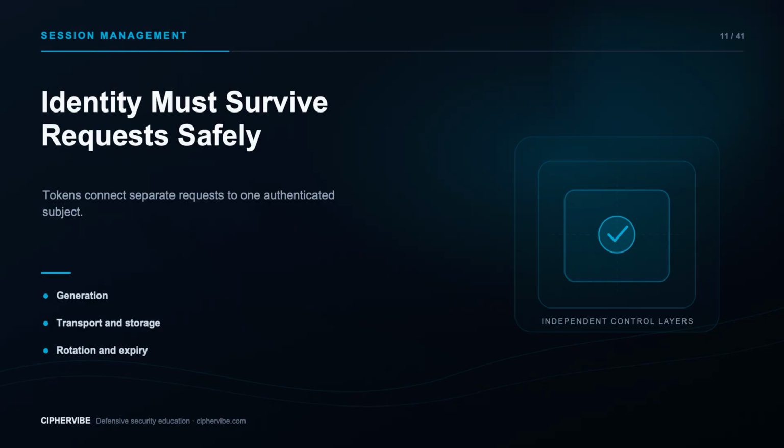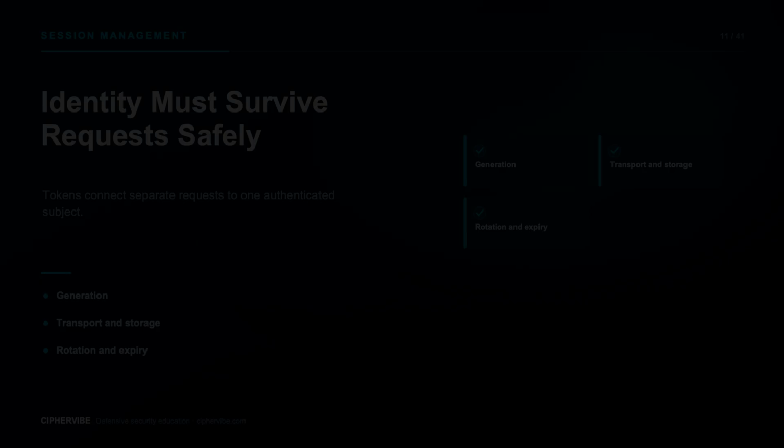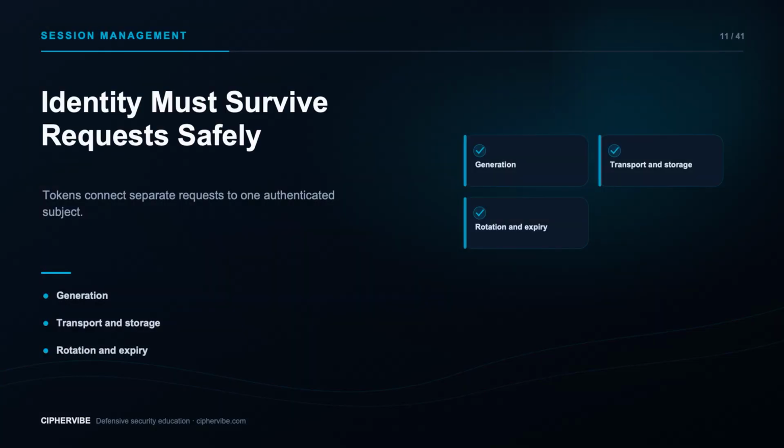Review token generation, transport, browser storage, cookie attributes, rotation, expiry, logout, privilege changes, concurrent sessions, and revocation. The technology changes, but the question remains: can an attacker obtain or control trusted state?